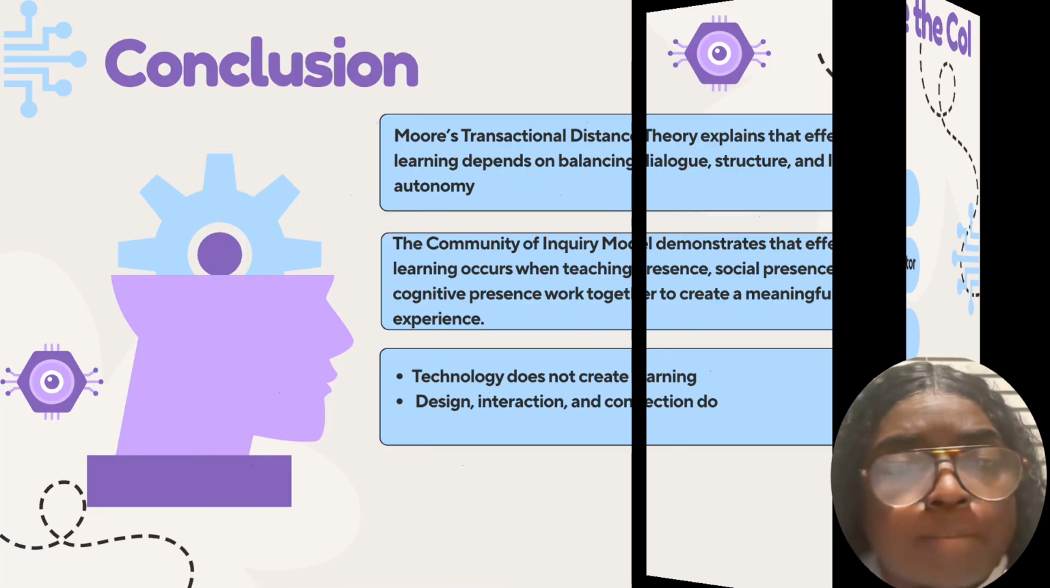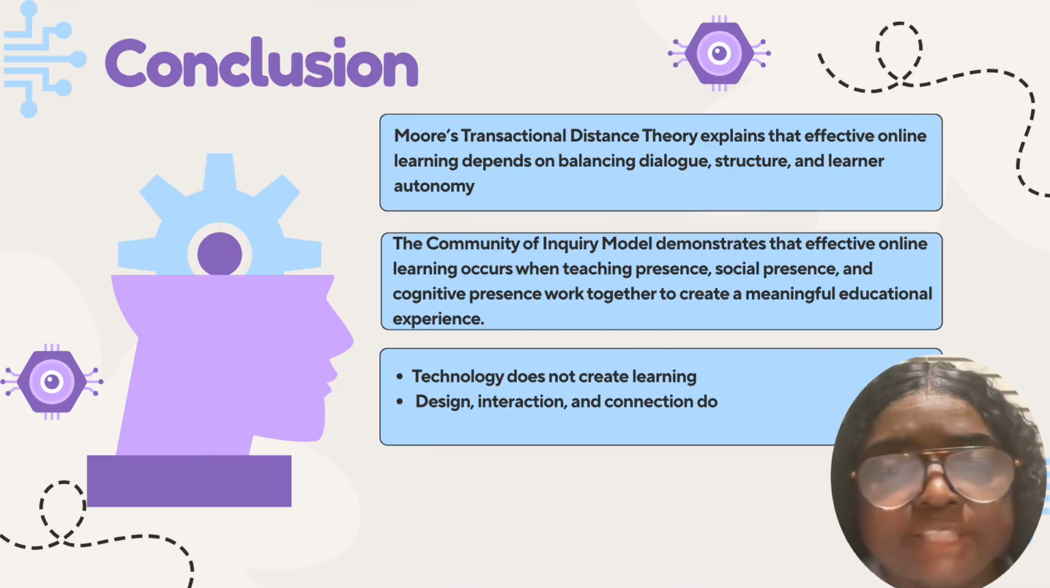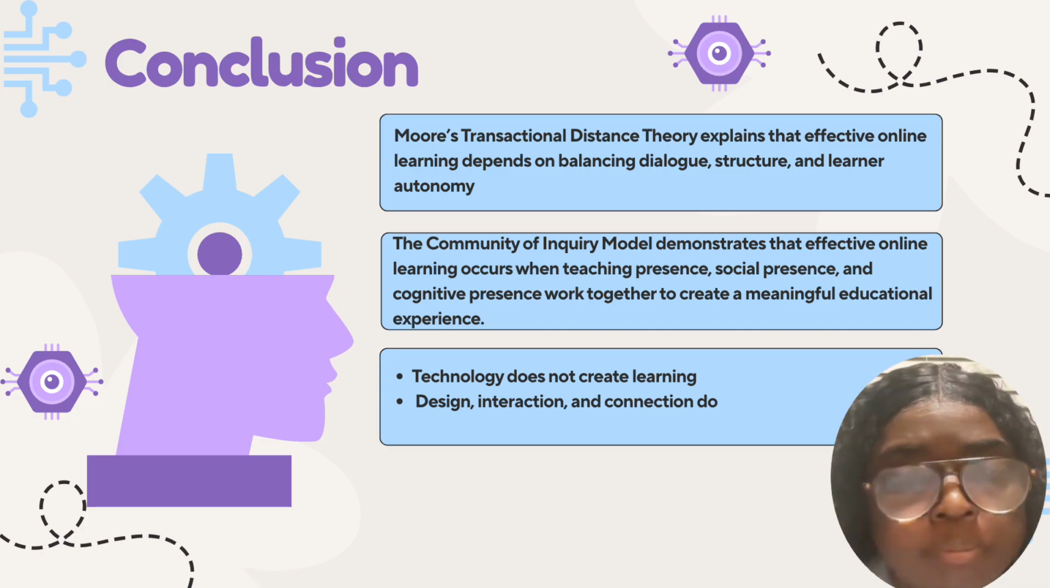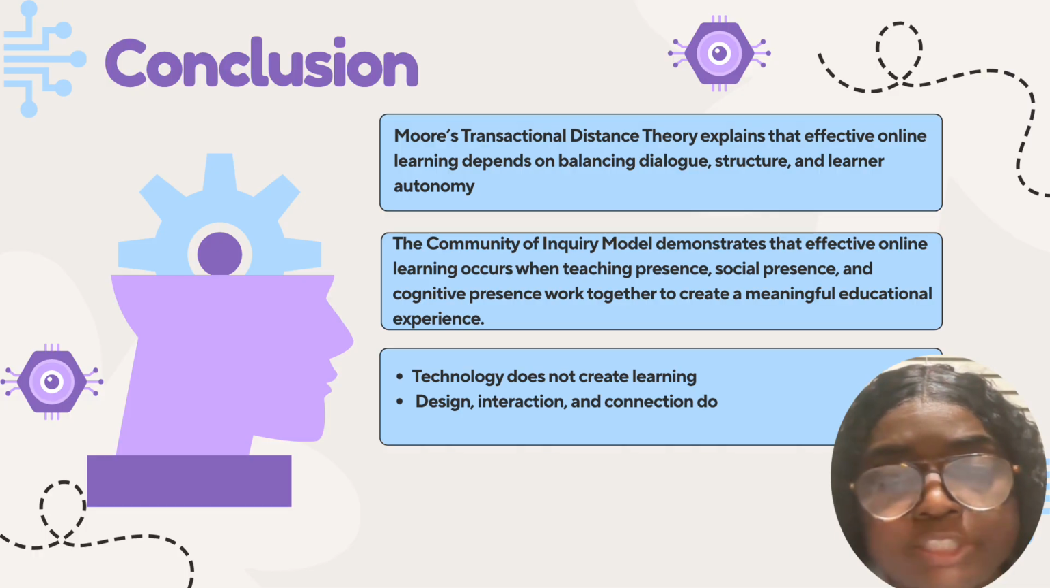In conclusion, Moore's transactional distance theory teaches us that distance is about communication gap. The community of inquiry model teaches us how to close those gaps through community and interaction. Moore's transactional distance theory explains that effective online learning depends on balancing dialogue, structure, and learner autonomy. The goal of instructional design is to minimize transactional distance by increasing meaningful interaction and flexibility while supporting student independence.